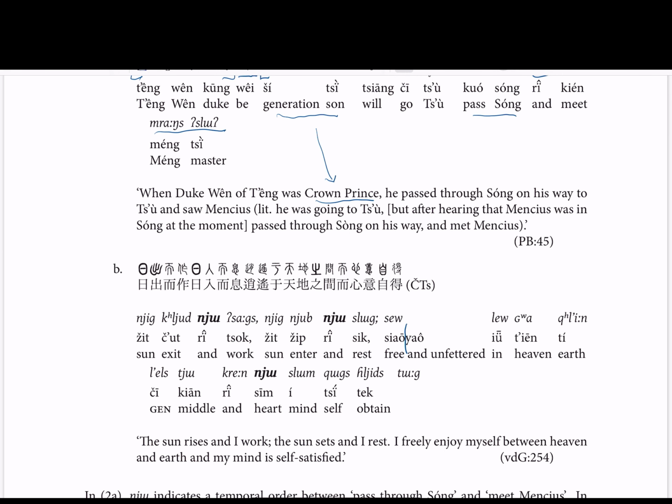Its English translation is, the sun rises and I work, the sun sets and I rest. I freely enjoy myself between heaven and earth, and my mind is self-satisfied. And again, let's divide the sentence into chunks, starting with this bit. Here the subject is omitted. I work. Okay. The next part of the sentence has exactly the same structure.